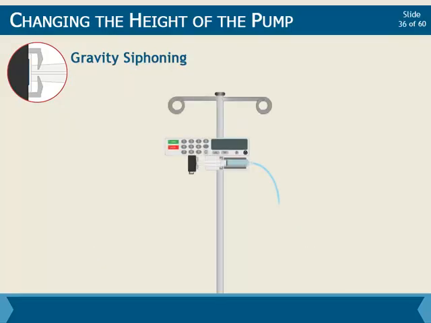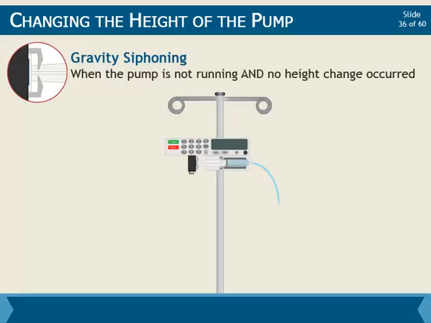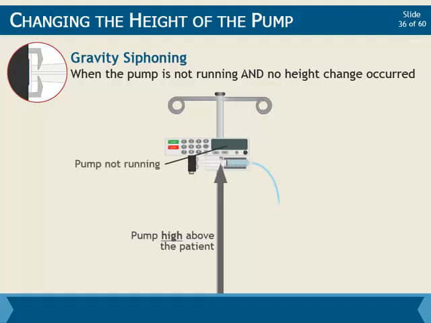The issue of gravity siphoning with ill-fitting capture arms can even be an issue when the pump is not running and no height change occurred. If the resting height of your pump is at a sufficient height above the patient and not running, you may have manually paused the flow or are in the setup process. The gravitational pull on the fluid may be enough to overcome the friction preventing the plunger from moving. If the capture arms are not tightly restraining the plunger's movement, fluid can start to flow from the syringe to the patient. 60 milliliter syringes are particularly susceptible to this.